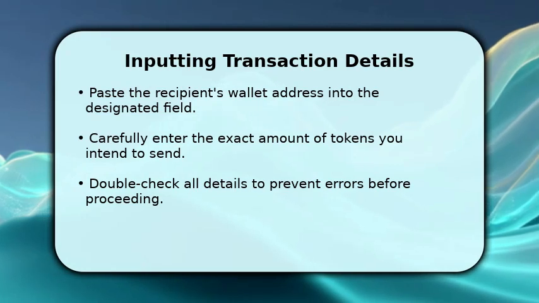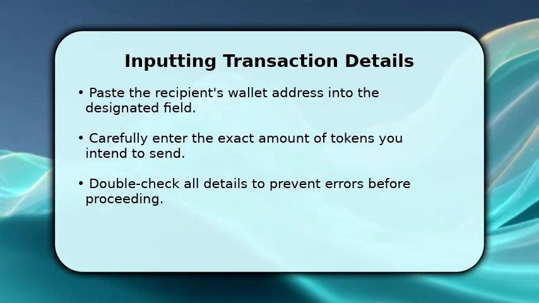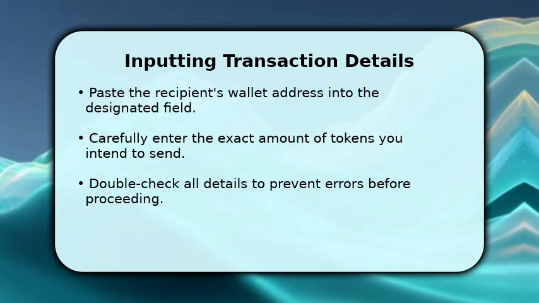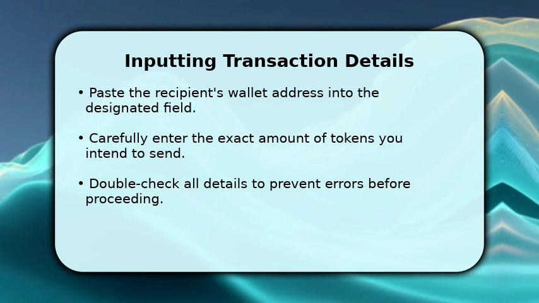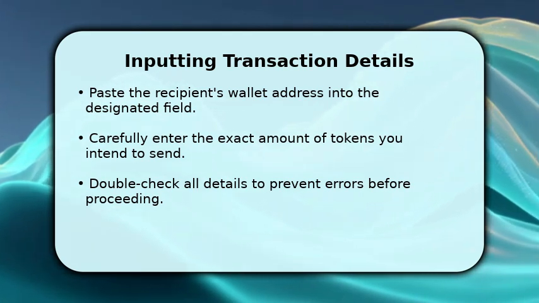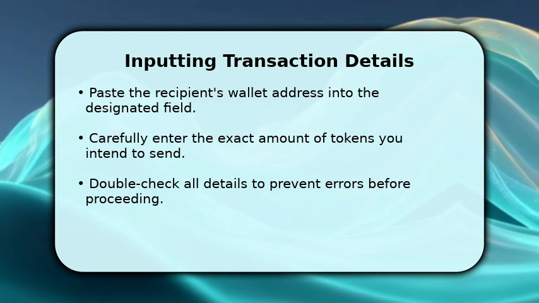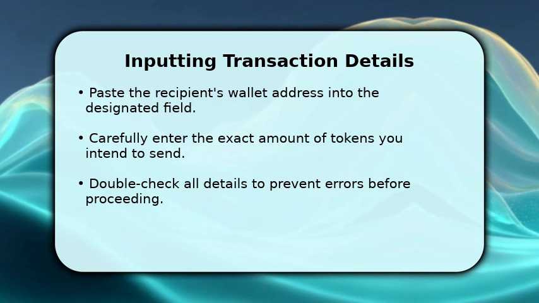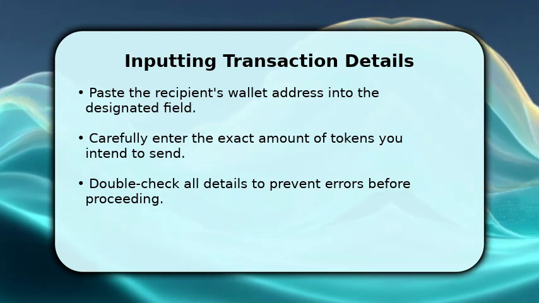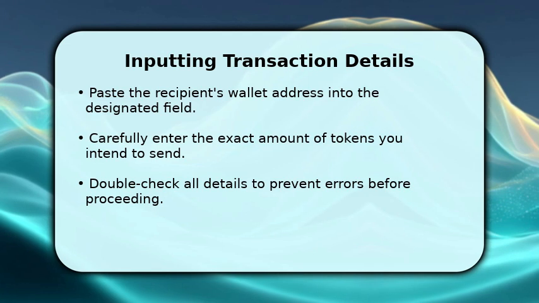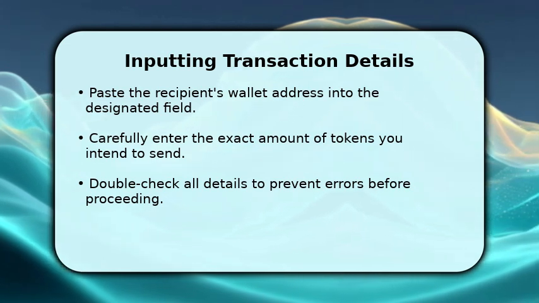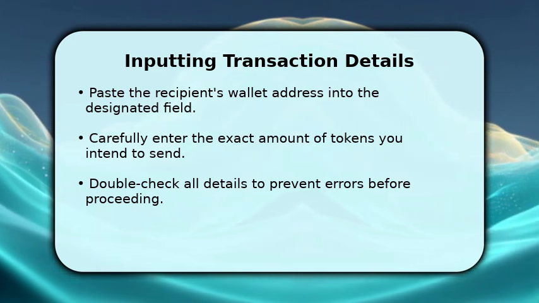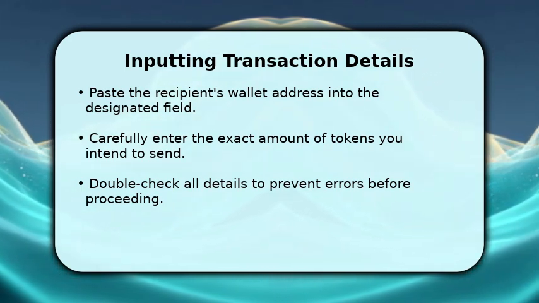Now let's input the transaction details. You will see a field for the recipient's address. It is crucial to paste the exact wallet address of the person or contract you are sending tokens to. Always double-check this address for accuracy. Then, enter the precise amount of tokens you wish to transfer. MetaMask will show your available balance. After inputting both the address and amount, take a moment to review everything carefully before moving forward.